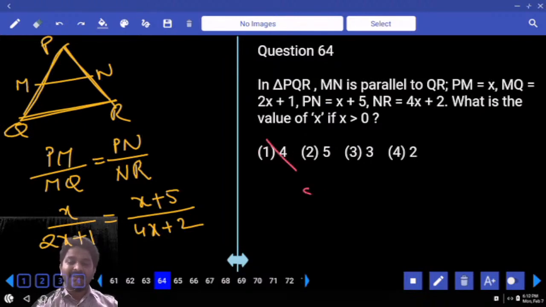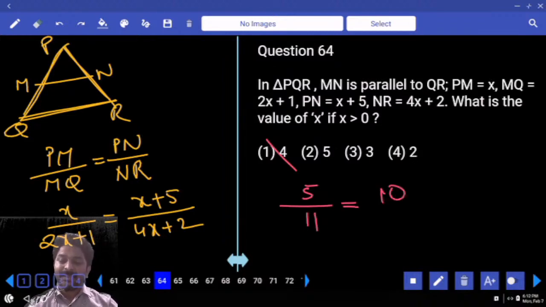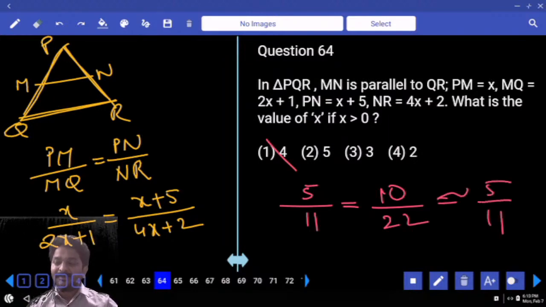Second, left hand side value: 5 by 2x plus 1, 11. Right hand side, x plus 5, 5 plus 5, 10, by 4x plus 2, which is 4 into 5, 20 plus 2, 22. Is this in simplified form equal to 5 by 11 only? Left hand side, right hand side, satisfied or not? Yes. Second option, final answer.